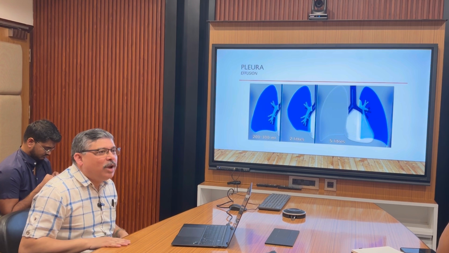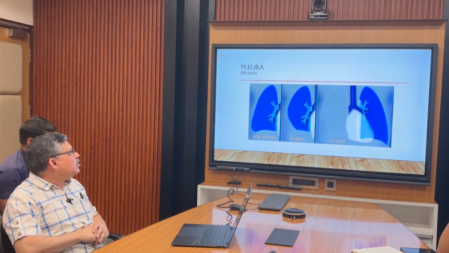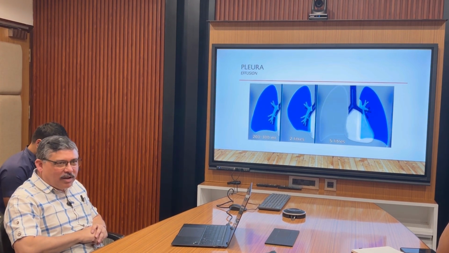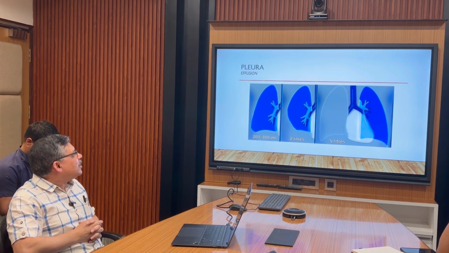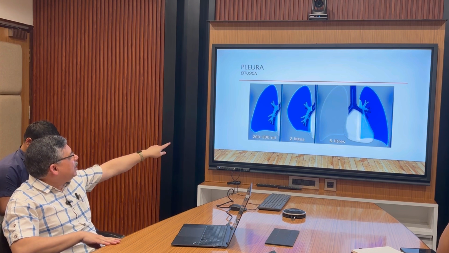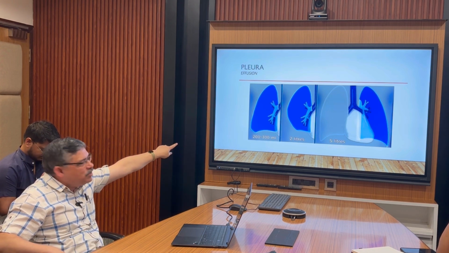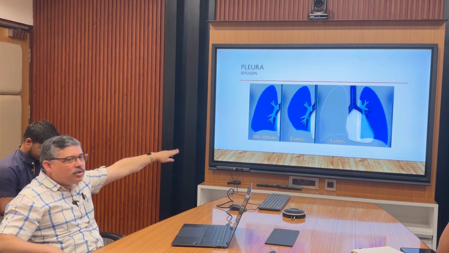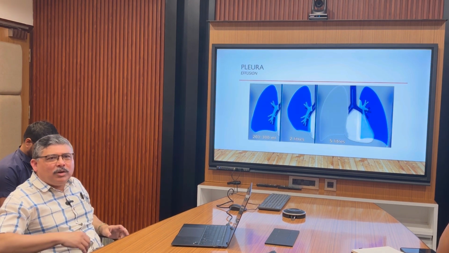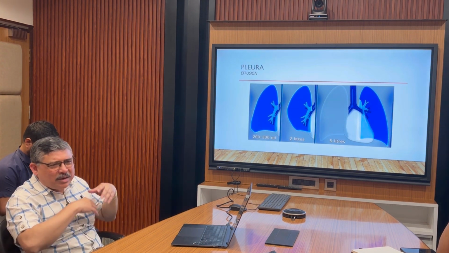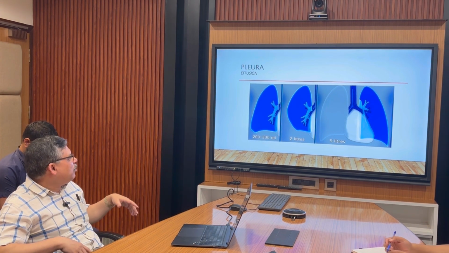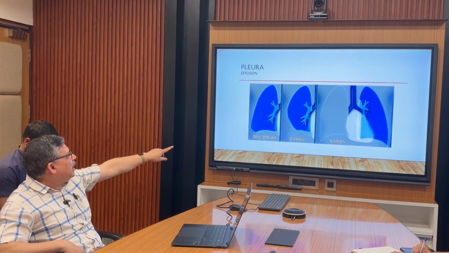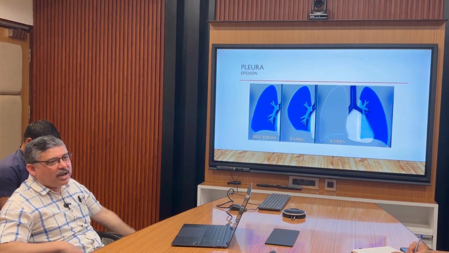So now comes the pleura. Pleural effusion is one thing we see very commonly. I have not gone into detail about the cardiophrenic angle; those things you know, and it will be boring. So if the cardiophrenic angle is just obliterated, the amount of fluid will be around 200 to 300 ml.